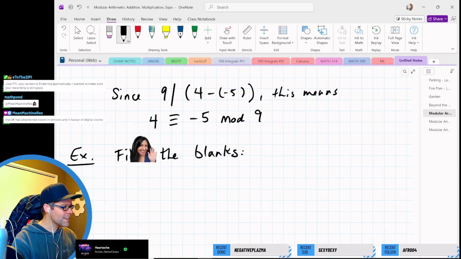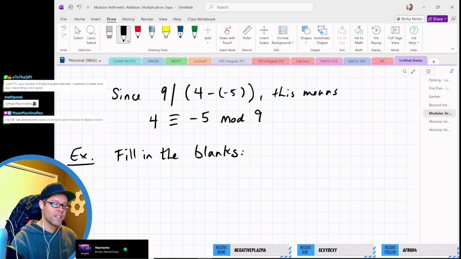Hey, MathBond, how's it going? The UK has abandoned clocks in schools in favor of digital clocks. I don't know how I feel about that.